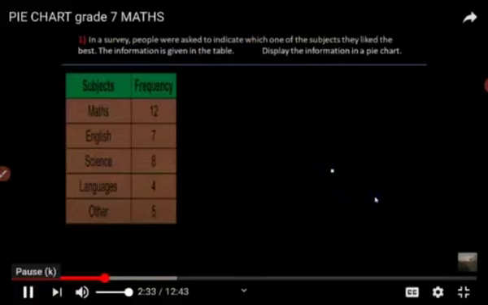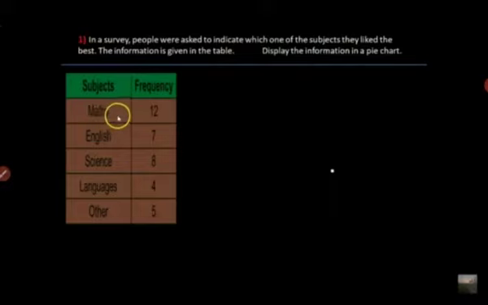Alright, now let's learn how to draw a pie chart. Look at the question. In a survey, people were asked to indicate which one of the subjects they like the best. The information is given in the table. If you look at the table here, 12 people liked maths, 7 liked English, 8 science, 4 languages, and 5 people liked other subjects. So first thing we need to do is find the total number of people. How many people were surveyed? By adding all this. 12 plus 7 plus 8 plus 4 plus 5, that gives you 36. So in total there were 36 people surveyed.